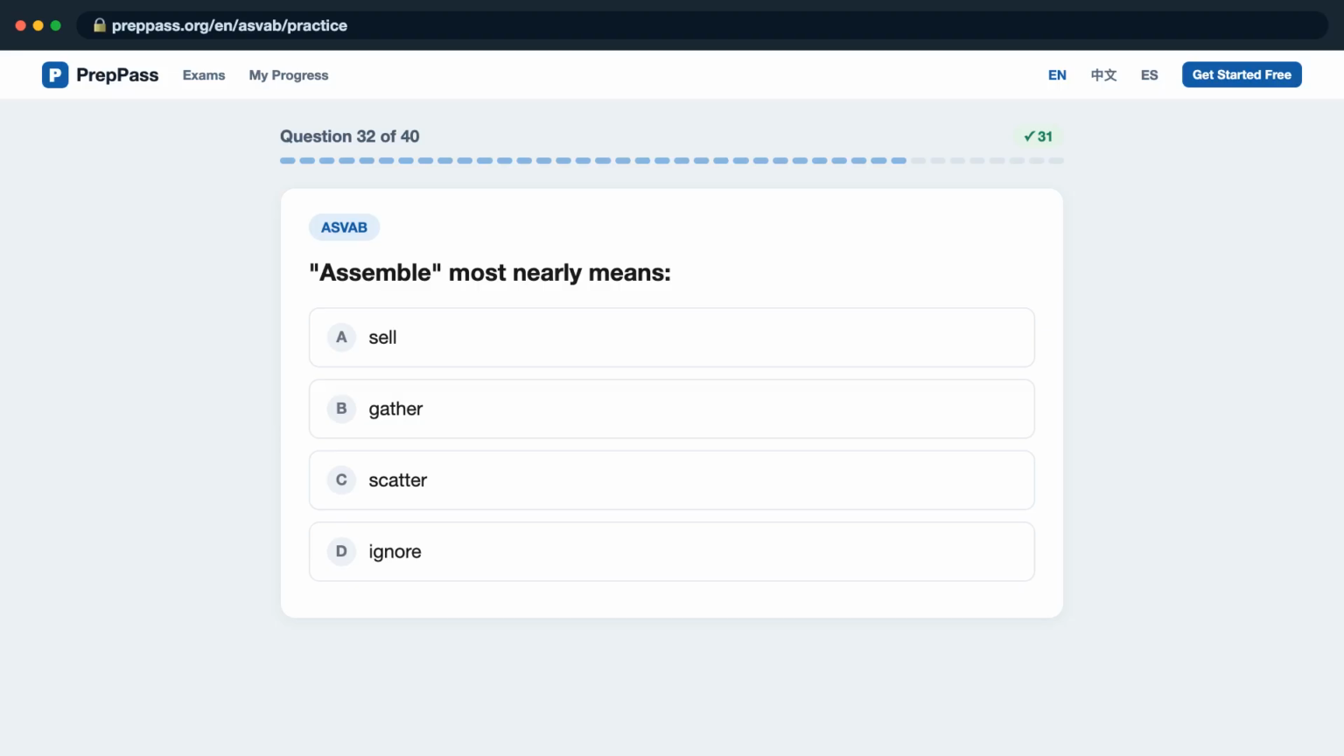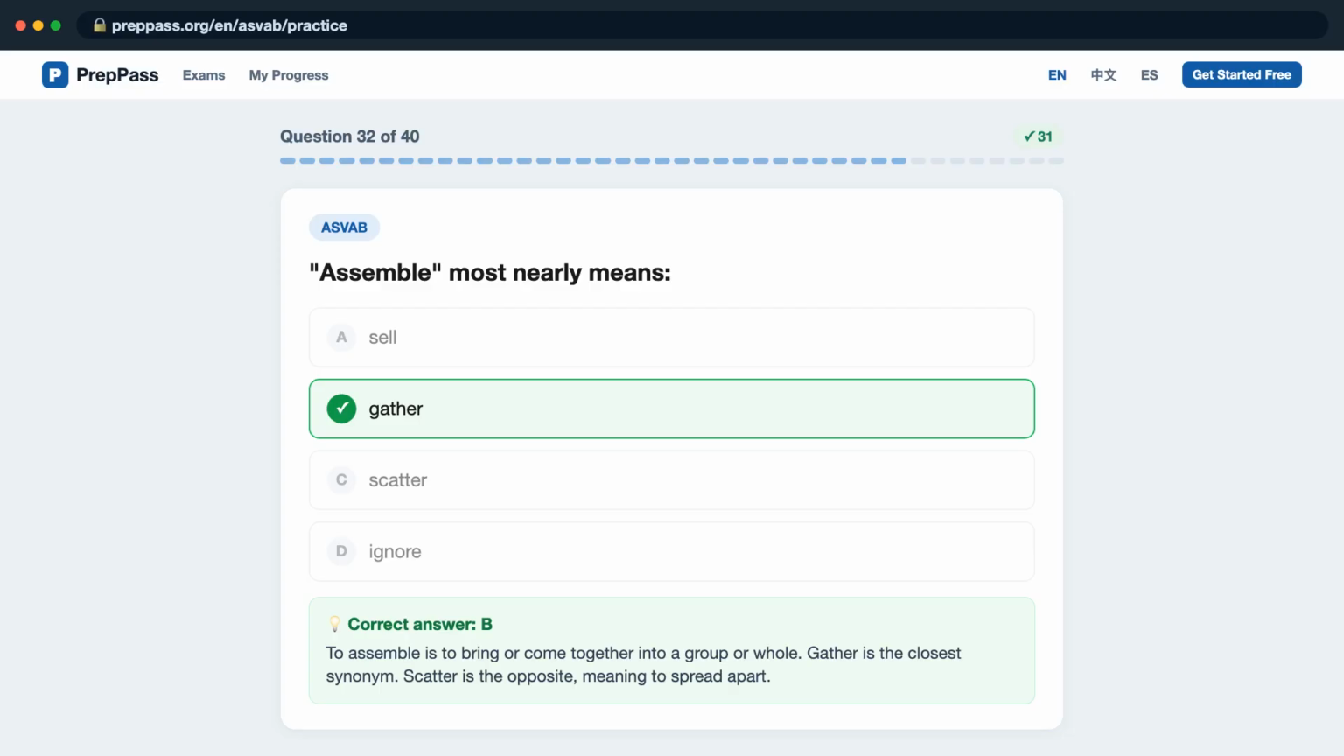Question 32. Assemble most nearly means, is it A, sell, B, gather, C, scatter, D, ignore? The correct answer is B. To assemble is to bring or come together into a group or whole. Gather is the closest synonym. Scatter is the opposite, meaning to spread apart.